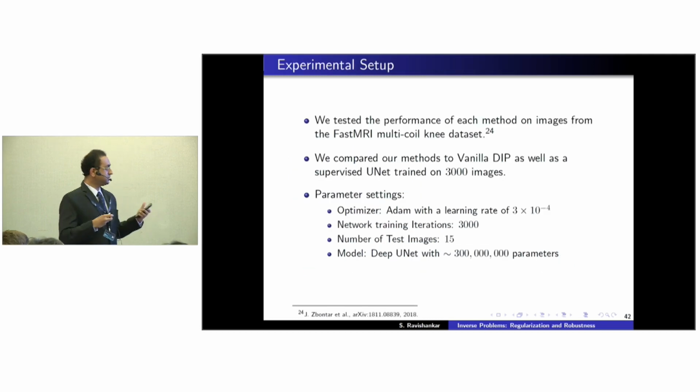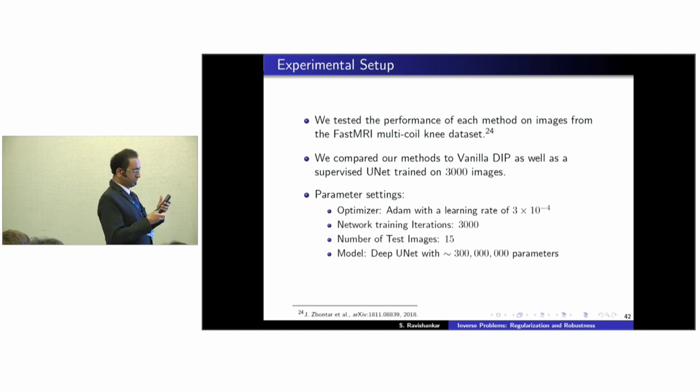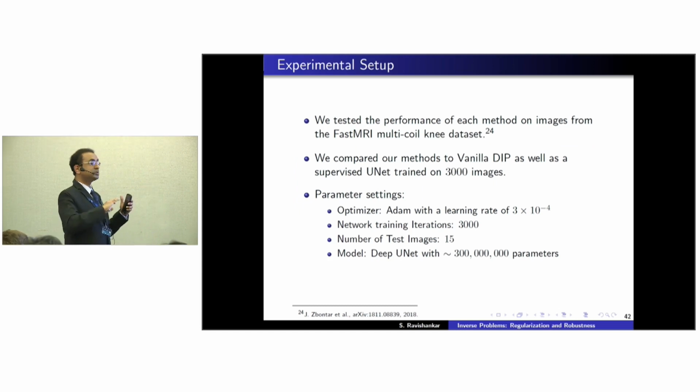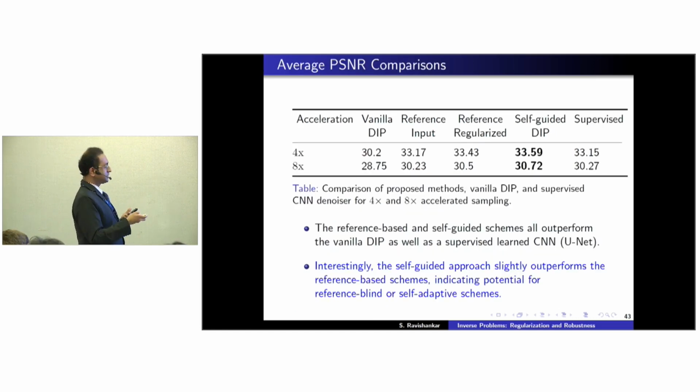We tested these improved versions of deep image prior on the fastMRI multicoil knee dataset, and we also compared with a supervised network, to see if these schemes can beat a supervised network trained with many images. So here are the results. We chose a pretty over-parameterized network, and we found that that was necessary for it to work. Here we are comparing performance for MRI reconstruction at two different accelerations, 4-fold undersampling and 8-fold undersampling, comparing the reference-based methods and the self-guided DIP with the supervised method and the regular vanilla DIP.